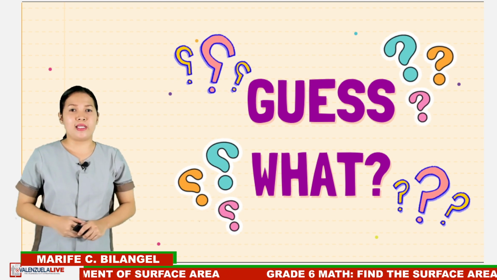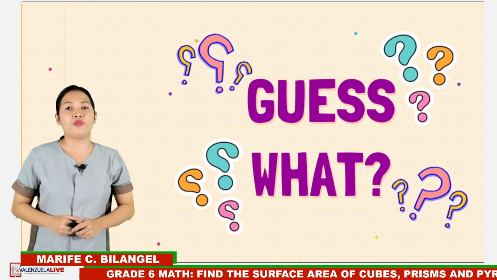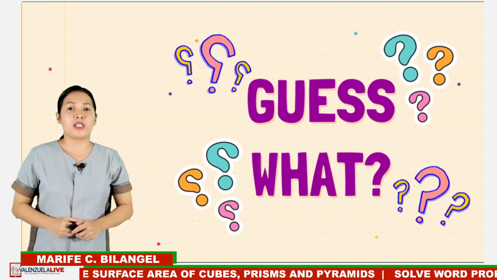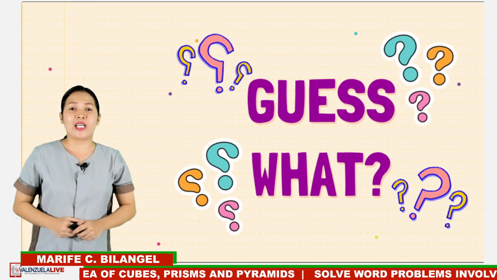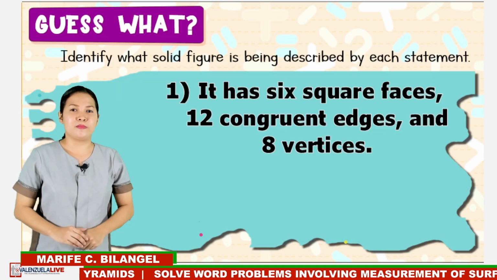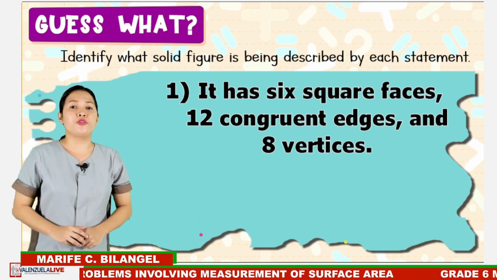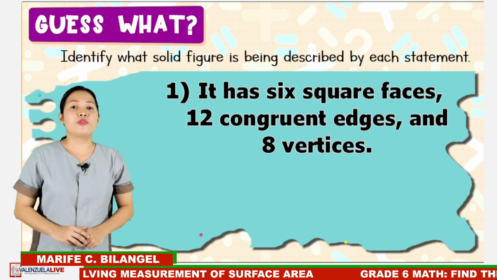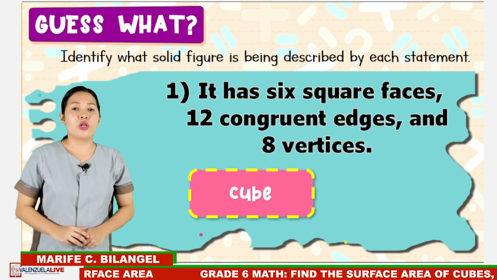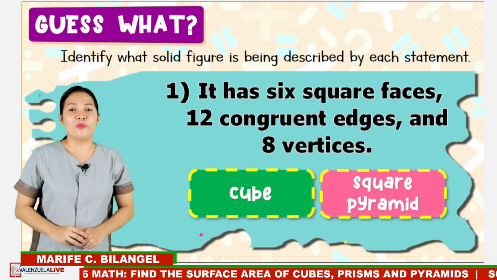To energize our minds, let us have an activity entitled Guess What? In this activity, you just have to identify what solid figure is being described by the given statement by simply choosing the correct answer in our choices. Don't forget to participate by typing your answers in our comment box below. Let's begin. For question number 1, this solid figure has 6 square faces, 12 congruent edges, and 8 vertices. Is it a cube or a square pyramid? If your answer is a cube, you got it right.